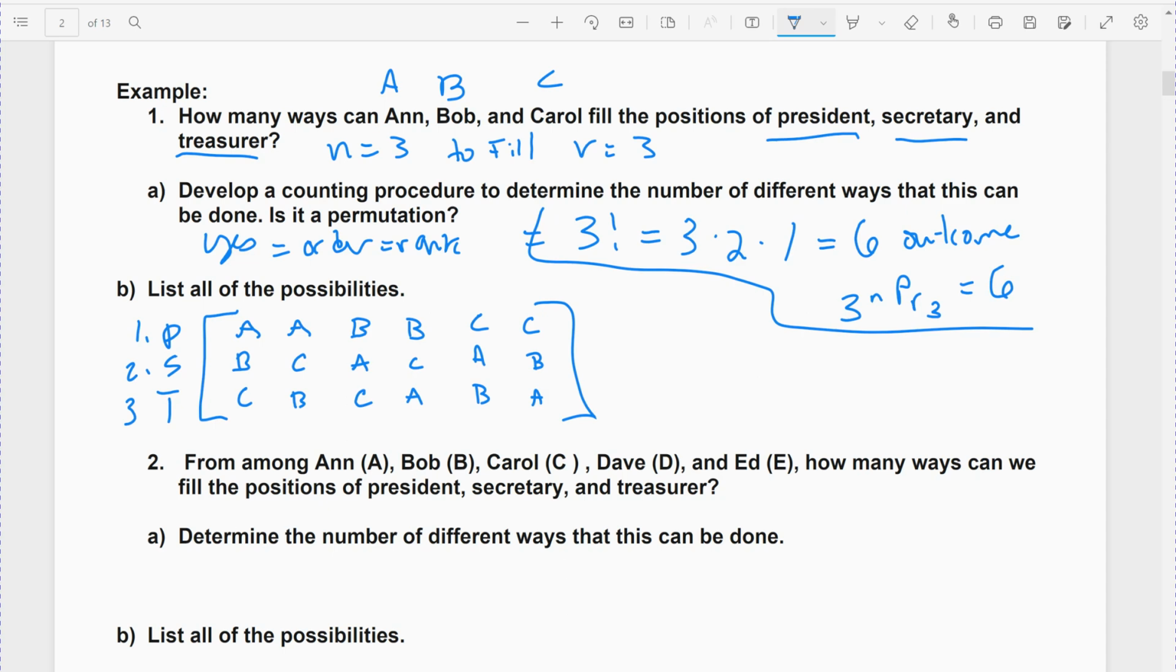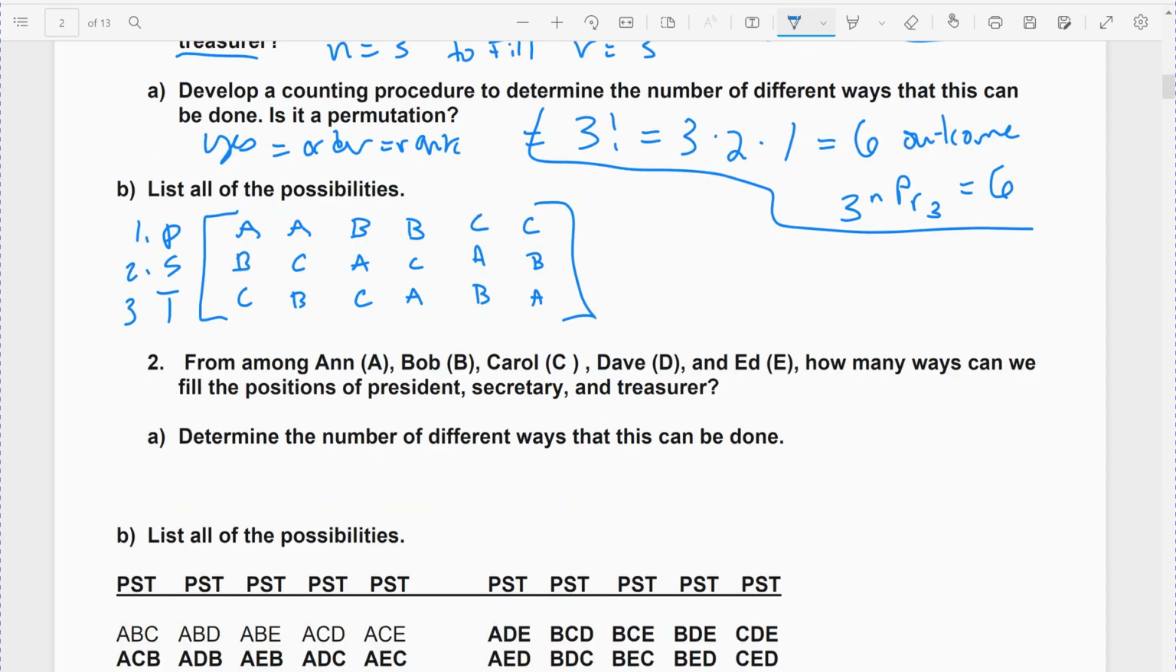The next one I'm going to up it. Suppose that we add 2 more people to the pool. We're still going to fill out the same 3 positions, but now 5 people have entered the pool. So this is the other case. So I've got 5 people: Ann, Bob, Carol, Dave, and Ed. So now I have a total of 5. We're still going to pick 3.